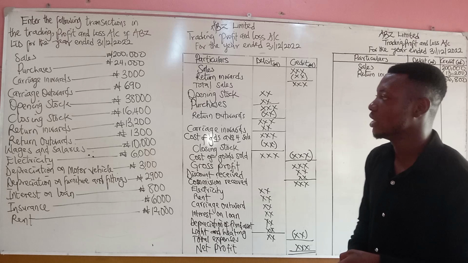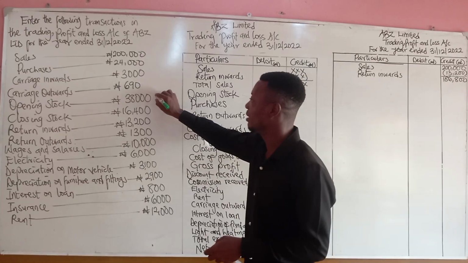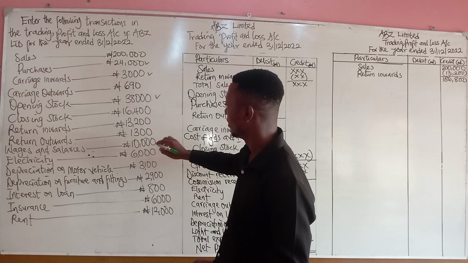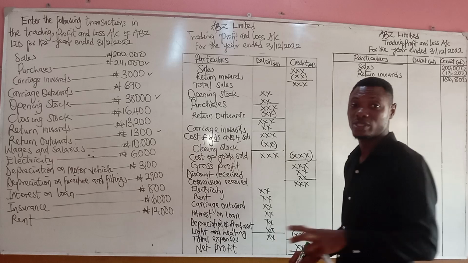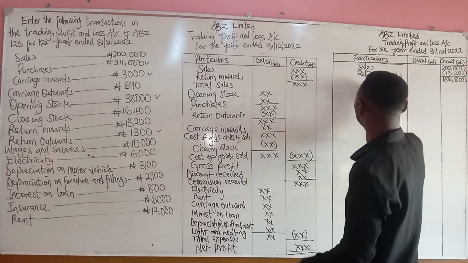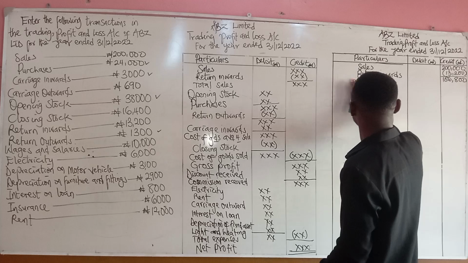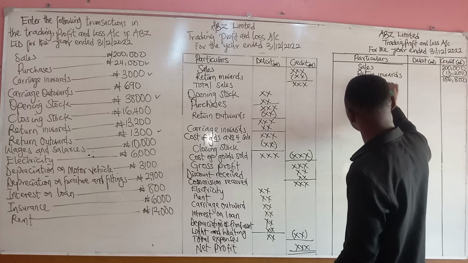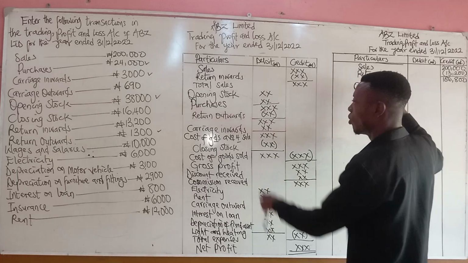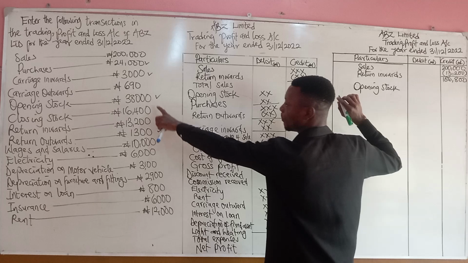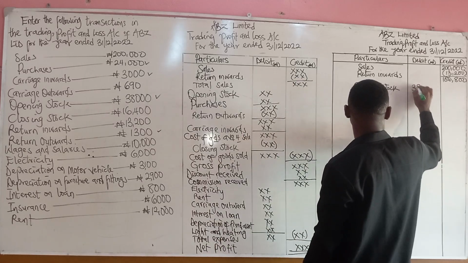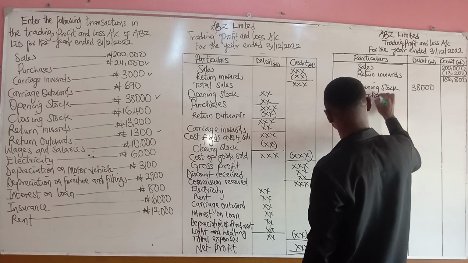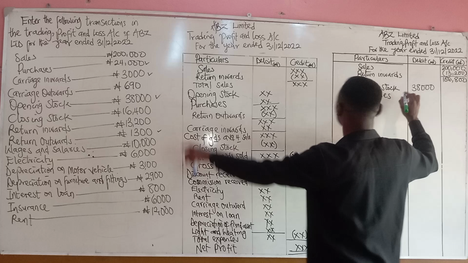We have opening stock, we have purchases. Yeah, there is opening stock, there is purchases, there is carriage inwards, and then there is return outwards, meaning we are using these 4 at a stretch. So we start with opening stock. So I'll bring it down to the next line. Now my opening stock is 38,000. I have purchases. Purchases is 24,000.